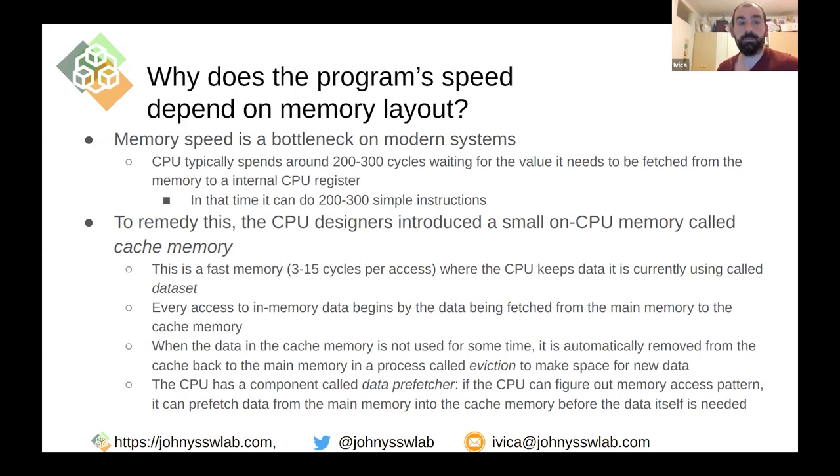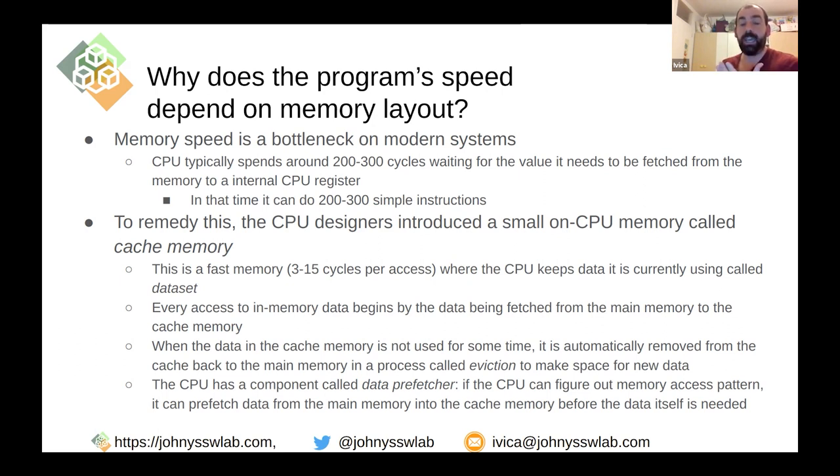To partially fix this, CPU designers introduced a small on-CPU memory called the cache memory. This is a really fast memory; you can typically access it in 3 to 15 cycles. It is a small memory, and the CPU keeps the data it is currently using inside it. Every access to the main memory begins by moving data from the main memory to this cache memory. Every time the CPU wants to access data in the main memory, it goes through the cache. It checks inside the cache first.